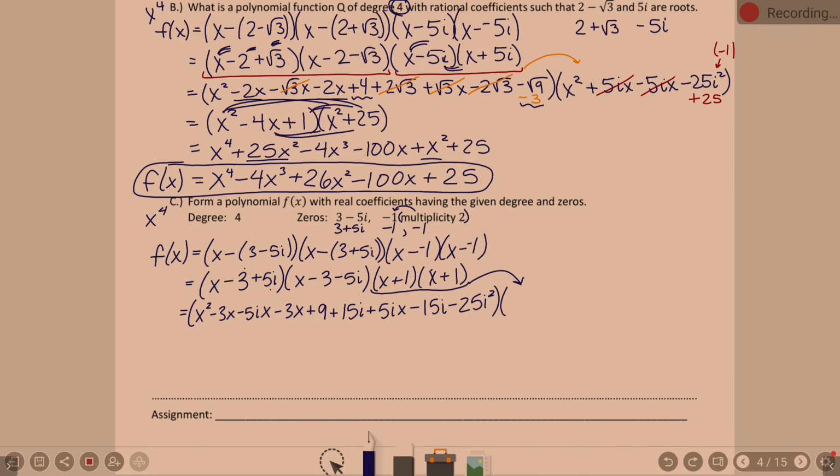I'm cleaning up now. x times x, x squared. x times 1, x. Then distribute the 1. 1 times x, 1x, 1 times 1, plus 1.